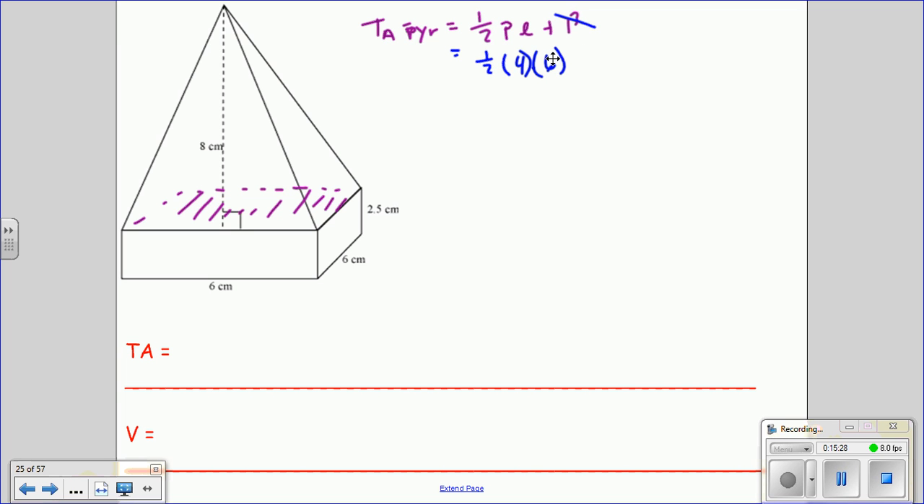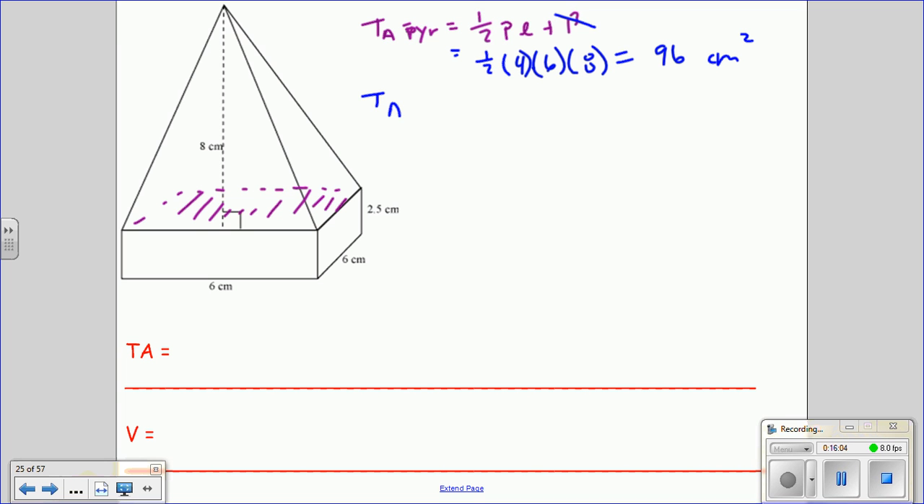And then the slant height is given as 8 centimeters, because that's what the fancy L stands for, slant height. So 1/2 of 4 times 6 times 8, in other words, 2 times 6, which is 12 times 8 is 96, I believe. Yes. So the area of the pyramid minus the base is 96 centimeters squared.